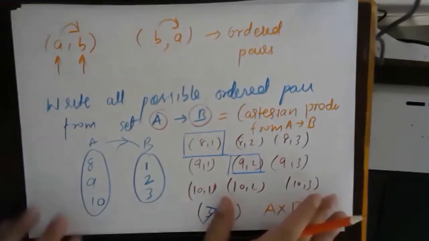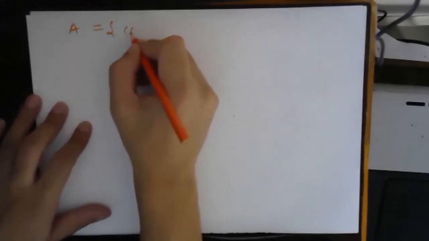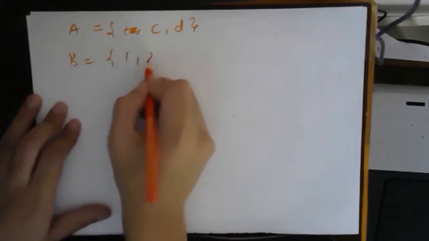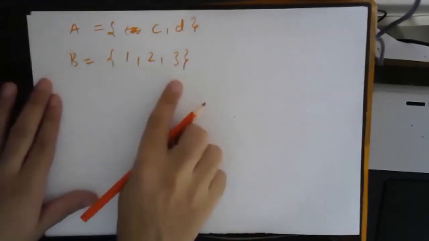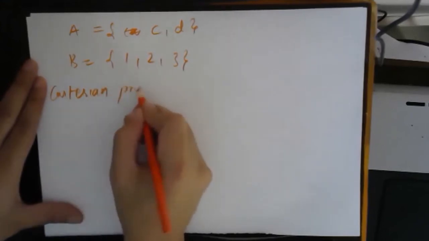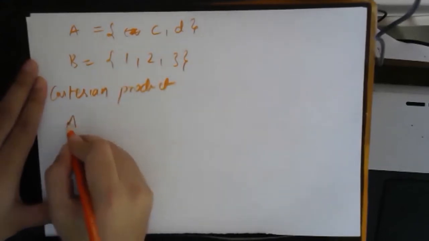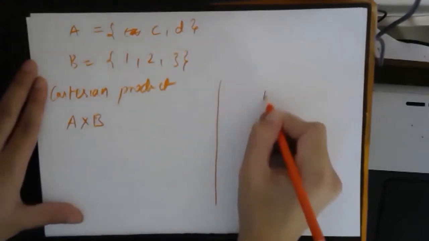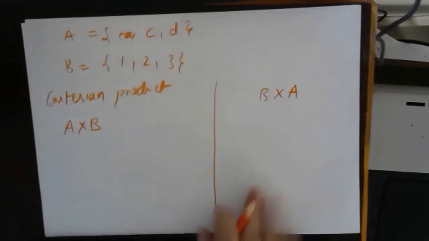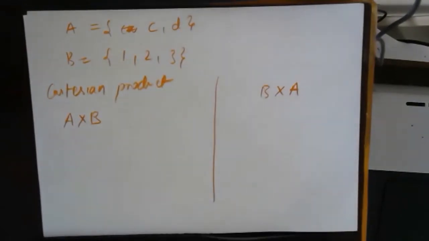Everybody understood? Okay. So suppose I have two sets, set A is equal to C and D, and set B is equal to 1, 2, 3. Then write the Cartesian product from set A to B, and then write the Cartesian product from set B to A.